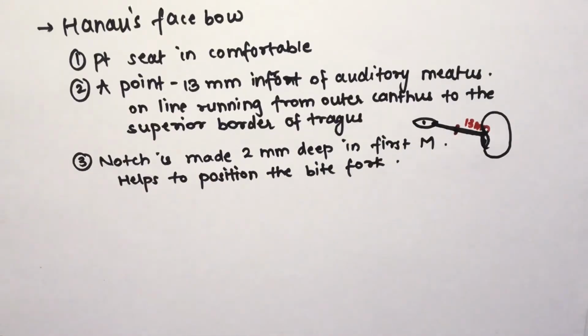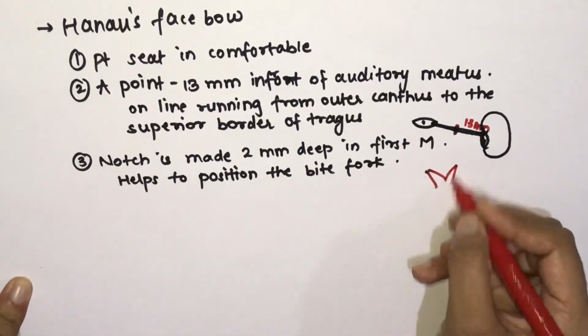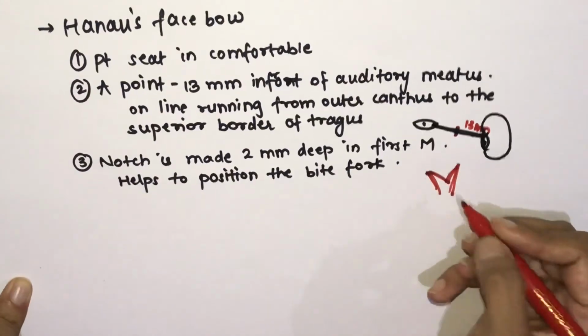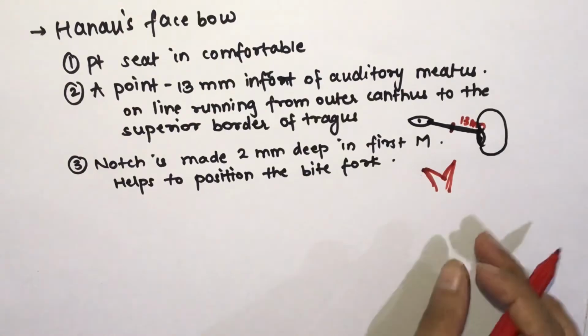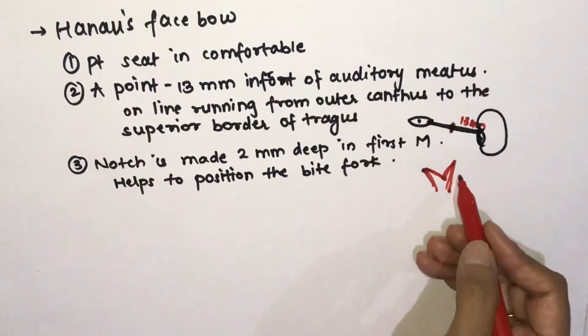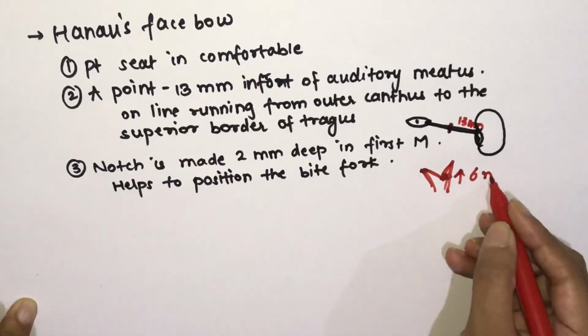Then after that, you're using aluwax. The aluwax is softened and shaped in the form of a horseshoe. So you're softening that aluwax and placing it in the form of a horseshoe on the bite fork, and the height of this wax and the bite fork together should not be more than 6 mm.